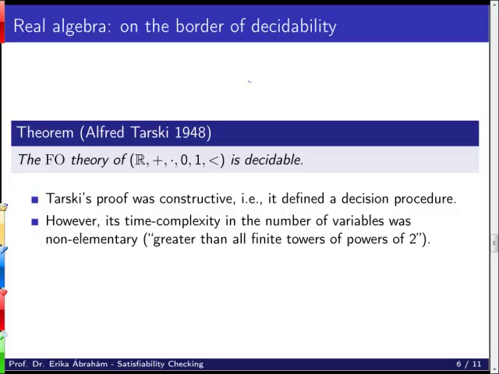Unfortunately, his decision procedure was non-elementary. That means the time complexity was larger than any finite tower of powers of 2 to the n. So any 2, 2, 2, 2, 2, any one of them is smaller than the worst case complexity. So it is not exponential anymore. It is called non-elementary. So the proof that the logic is decidable was given, but this constructive proof, the decision procedure that he gave, could not be used for practical purposes.